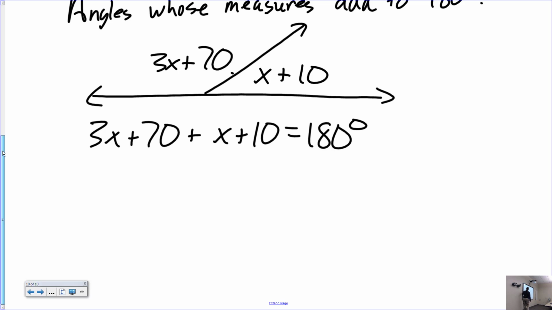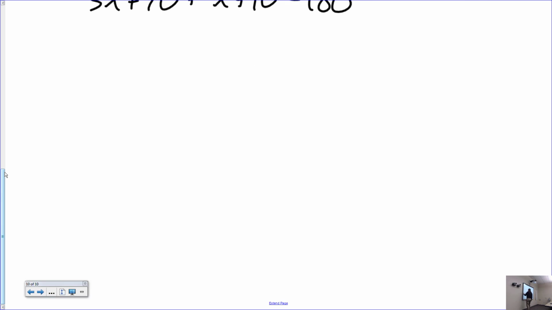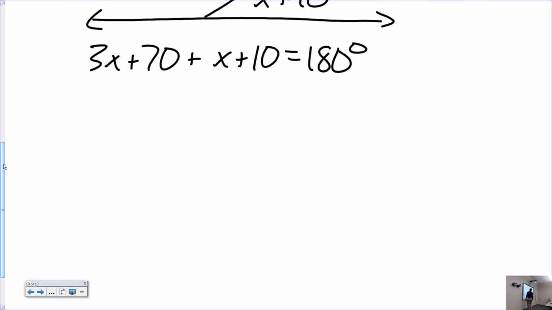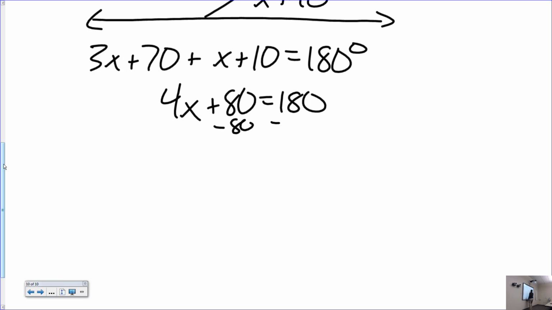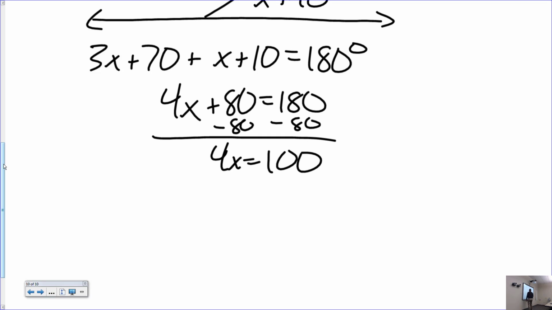How would I solve this? What would you guys do? Combine like terms. Great. So what does the left-hand side become? Four x's. What are you going to do to solve that? Subtract the 80, divided by 4. Subtract the 80. Divide by the 4.